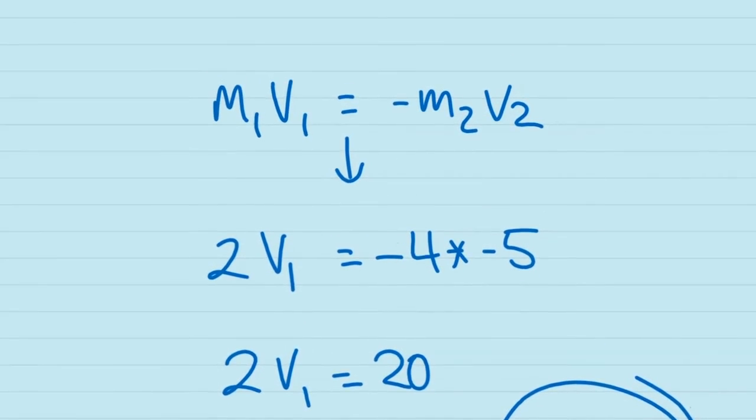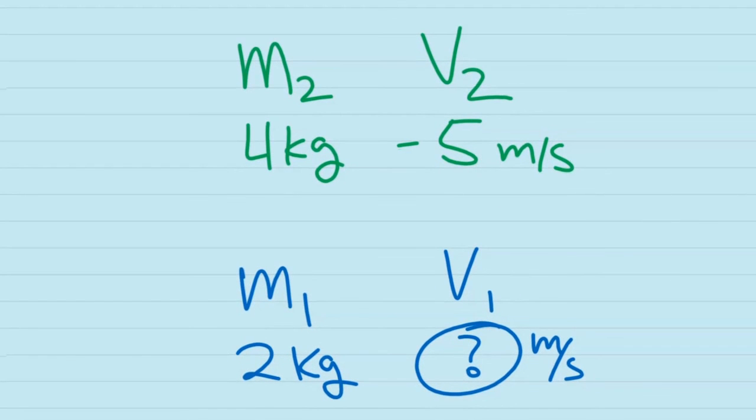Notice this. If you put 4 times negative 5, you get a minus 20. And then here, if you get 2 times 10, then you get 20. So we have 20 and a minus 20. Those two are equal and opposite, so they would cancel out.